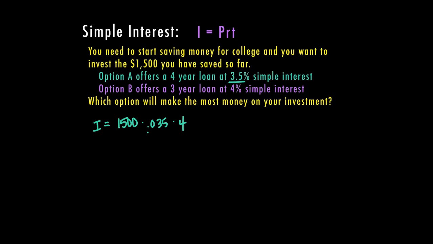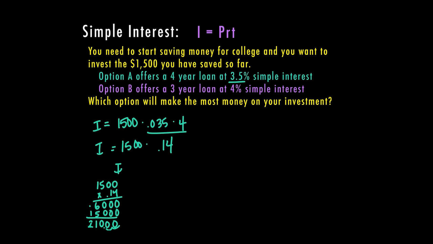So if I first multiply 0.035 times 4, I'm going to get 0.14. And then I'm going to have to multiply that times 1,500 to figure out my interest. So I'm going to go ahead and solve that. All right, so the interest on the 3.5% at 4 years is going to equal $210. So now we're going to solve for option B.